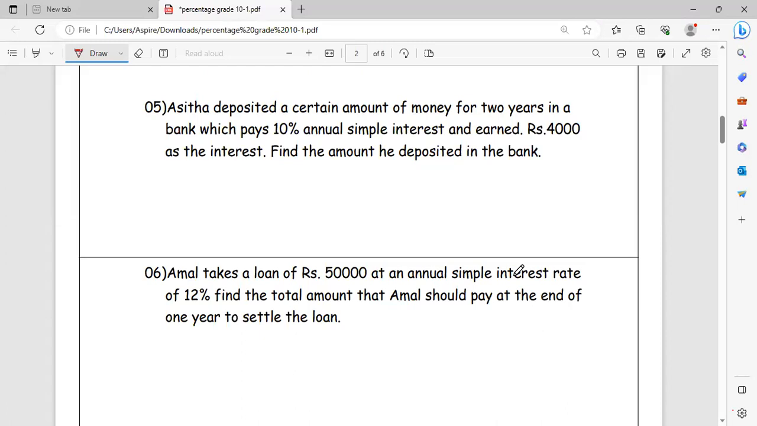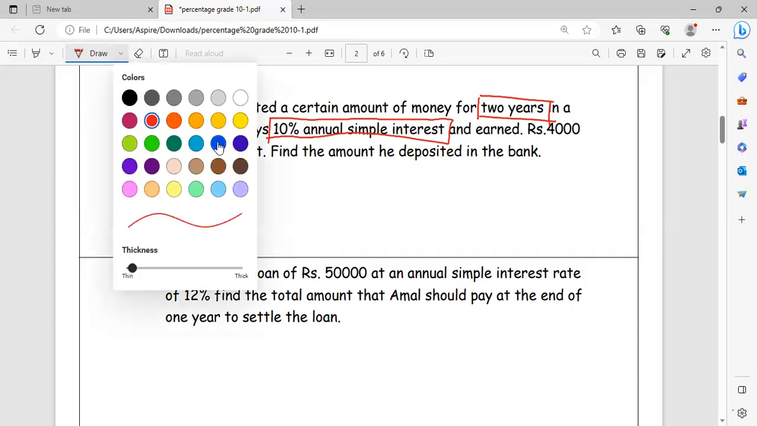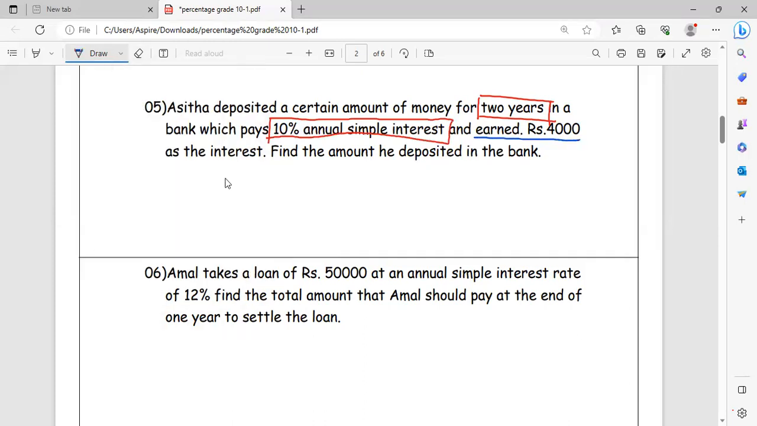Asita, what has he done? He has deposited a particular amount of money for 2 years. Okay, this is very important. The duration, okay, time: 2 years. The deposit has been made for two years. Bank which pays 10% annual simple interest. That means simple interest rate is given as 10% and earn 4,000 as interest.